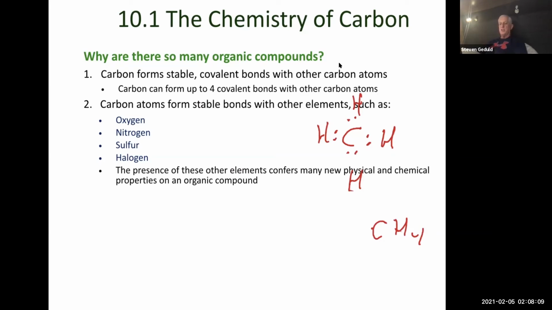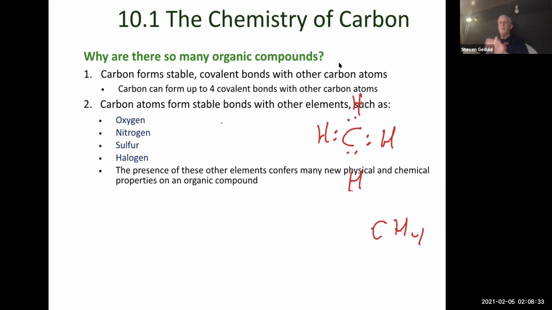So carbon can bond to hydrogen, and it can bond to other elements. It can bond to oxygen. It can form single bonds with oxygen or double bonds with oxygen, depending on the structure. It bonds to nitrogen. It can form a single bond to nitrogen, a double bond, or a triple bond with nitrogen.